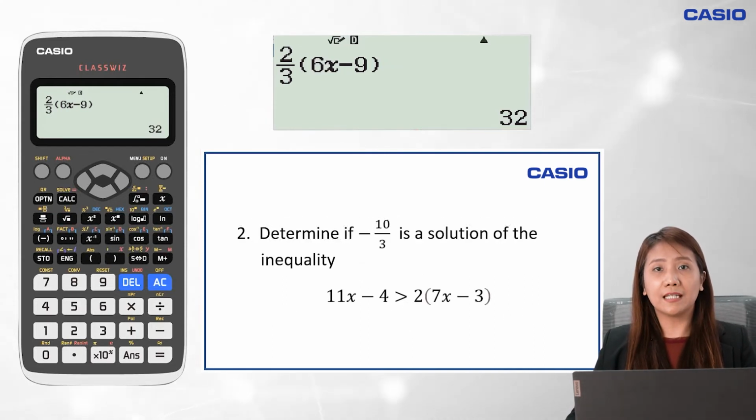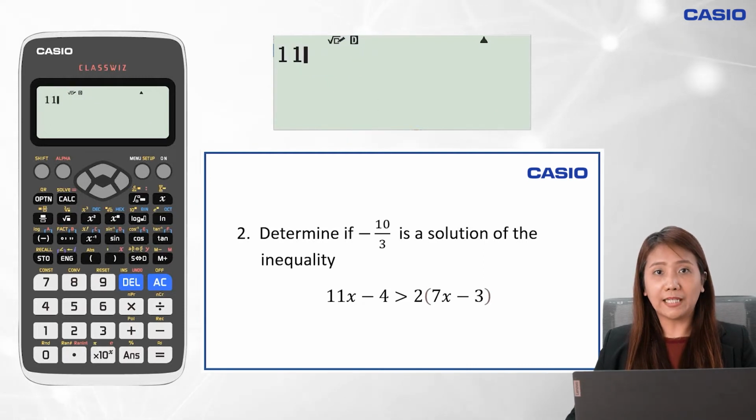This time, let us determine if negative 10 over 3 is a solution of the inequality 11x minus 4 is greater than 2 quantity 7x minus 3. To determine if negative 10 over 3 is a solution, evaluate the value of each side of the inequality for x. Key in the expression on the first side. Let's input 11, followed by x minus 4.